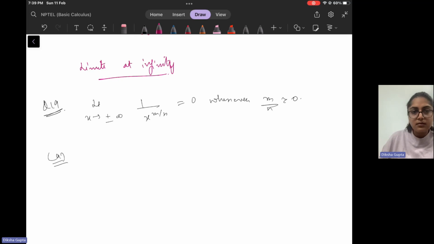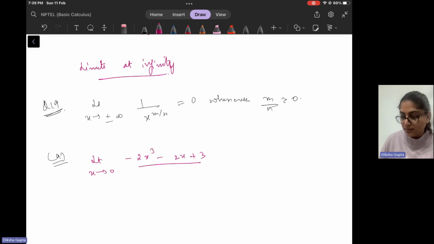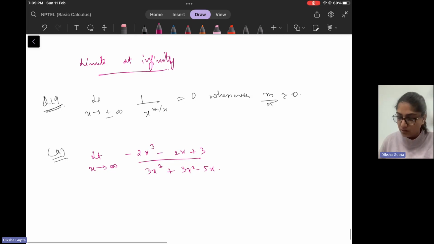A part is limit x tending to infinity of (minus 2x cube minus 2x plus 3) upon (3x cube plus 3x square minus 5). Here the trick is that we take out the highest power from the denominator so that we get 1 upon x types of things, and 1 upon x we know that at infinity will go to 0.